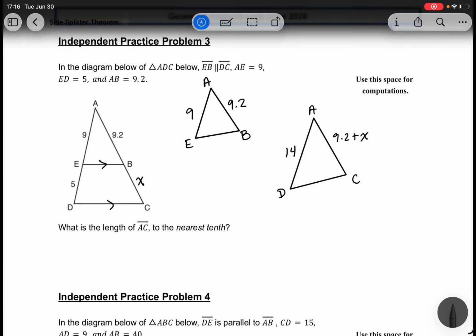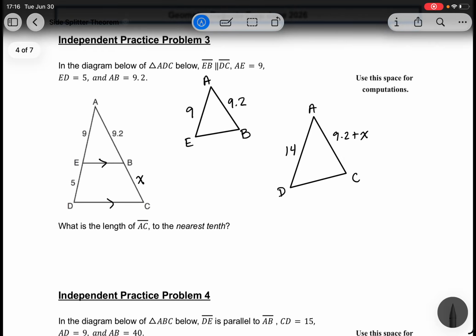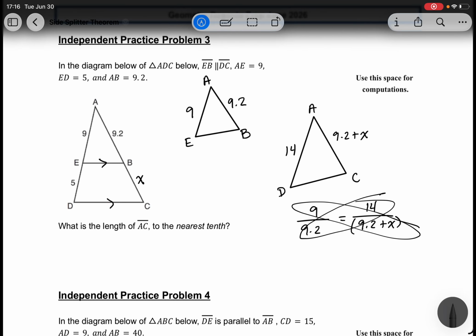I'm going to set up our proportion. I'm going to do small over small and then large over large this time. So 9 over 9.2 equals 14 over 9.2 plus x. Since we have two terms, once again in parentheses, cross multiply. So we get 9, and then in parentheses 9.2 plus x equals 14 times 9.2.